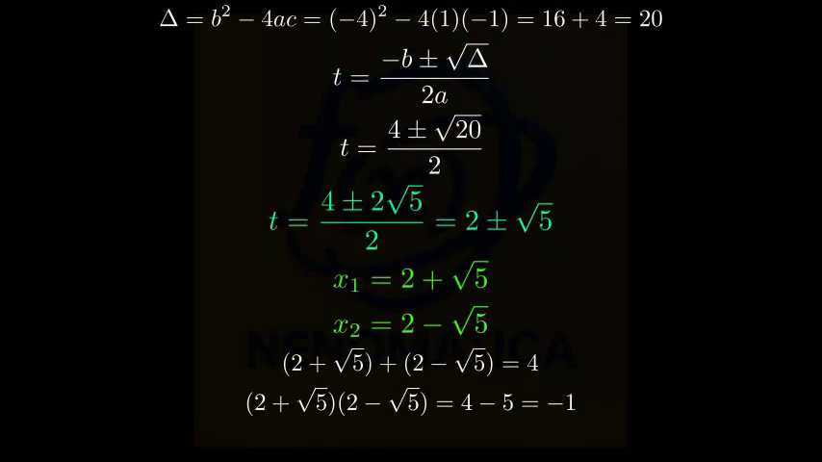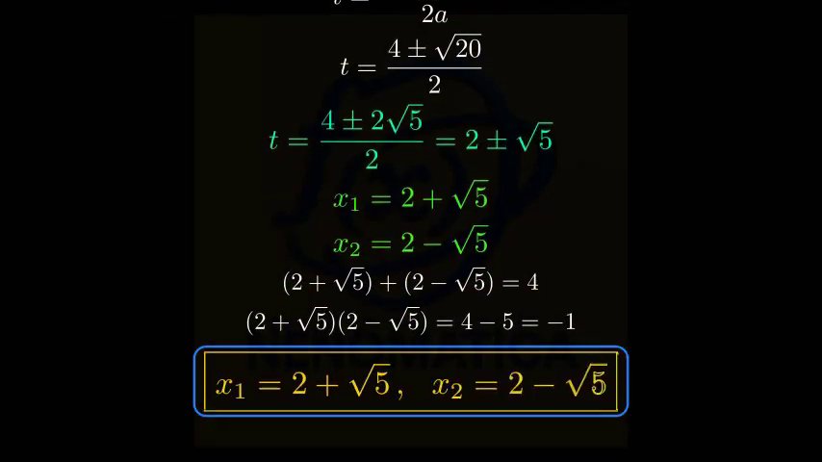As a quick check, their sum is 4 and their product is -1, exactly as required. Final answer. The numbers are 2 plus square root of 5 and 2 minus square root of 5.